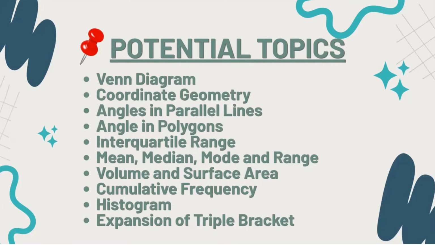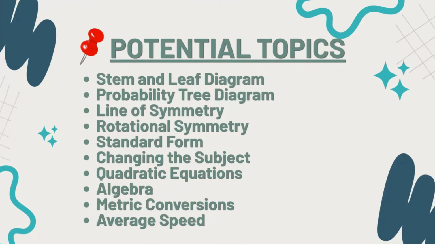then Venn diagrams, coordinate geometry, angles and parallel lines, angles and polygons, interquartile range, mean, median, mode and range, volume and surface area, cumulative frequency, histograms, expansion of triple brackets, then stem and leaf diagram, probability tree diagram, line of symmetry, rotational symmetry, standard form, changing the subject, quadratic equations, then algebra questions like solving a linear equation, indices, and solving, factorizing equations, simplifying it, things like that, metric conversions, average speed.